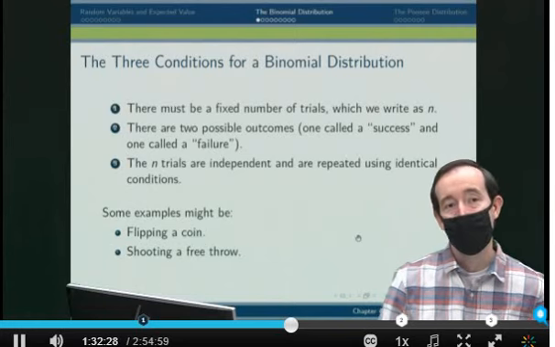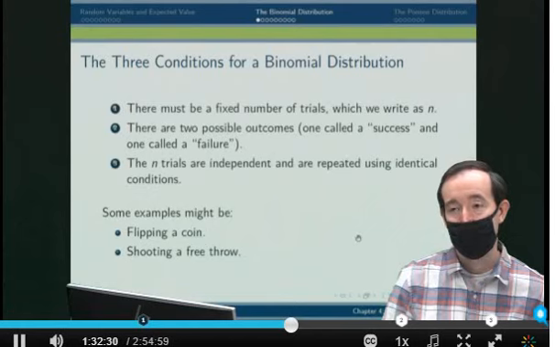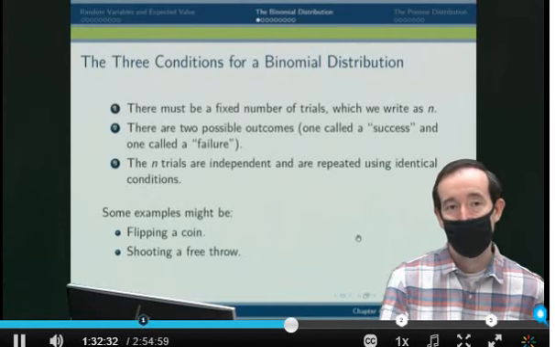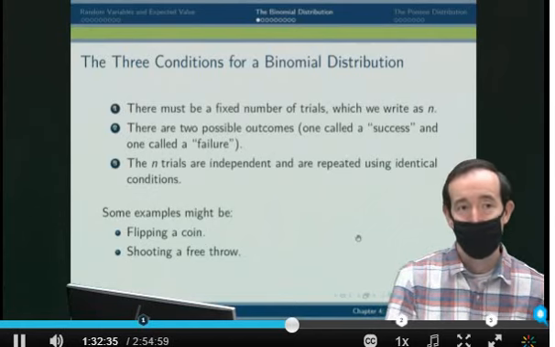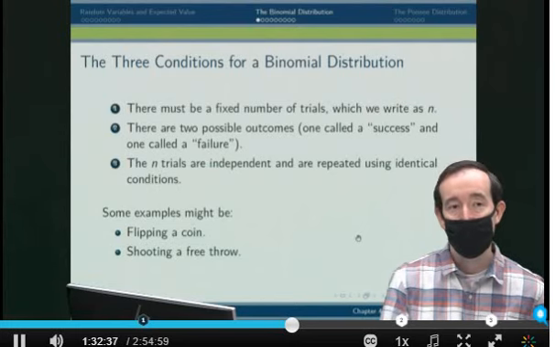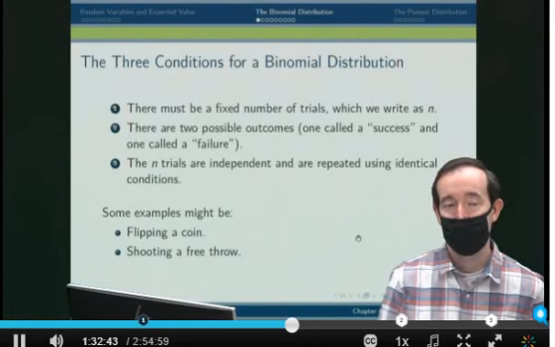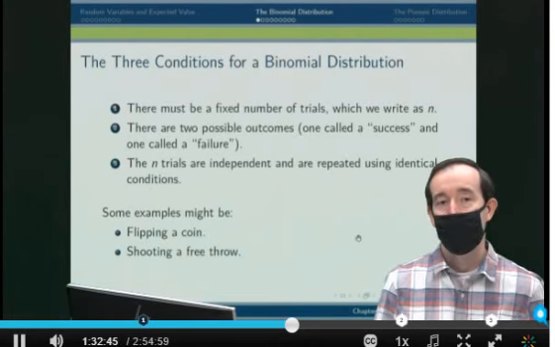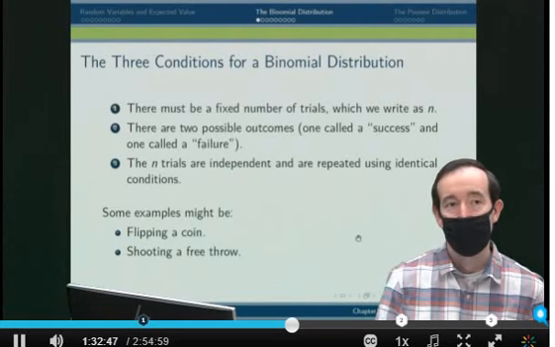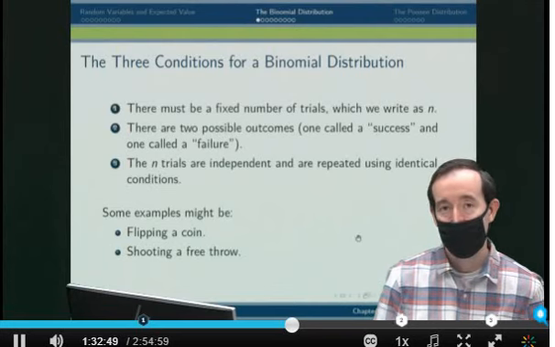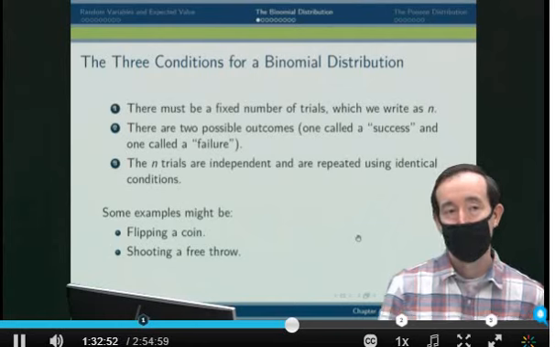Alright, once we have a fixed number of trials and two possible outcomes, one we call a success, the other we call a failure, we also need those trials to each be independent and repeated using identical conditions. So nothing changes from one trial to the next. Okay? If I'm looking at a situation like that, I call it a binomial distribution.